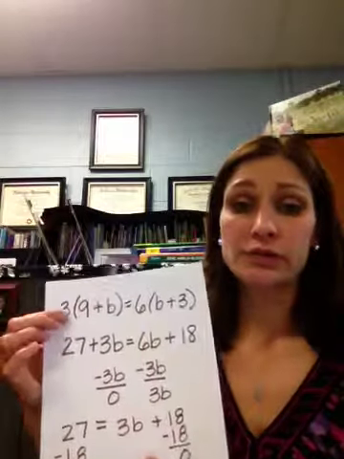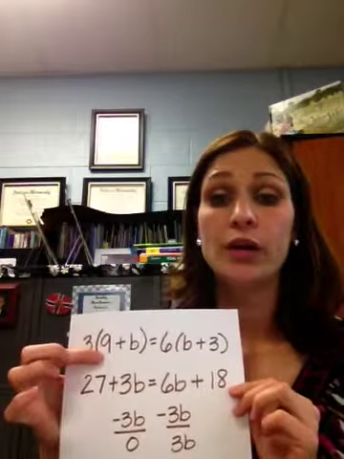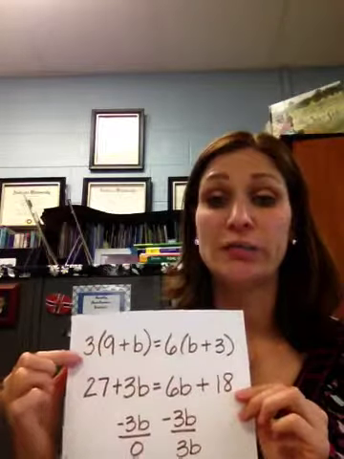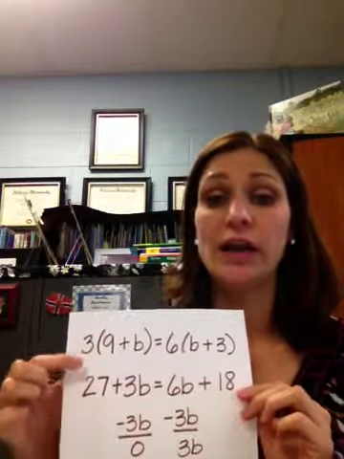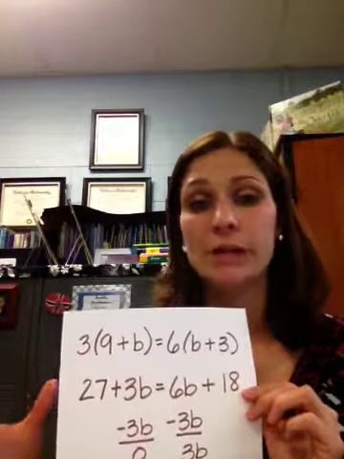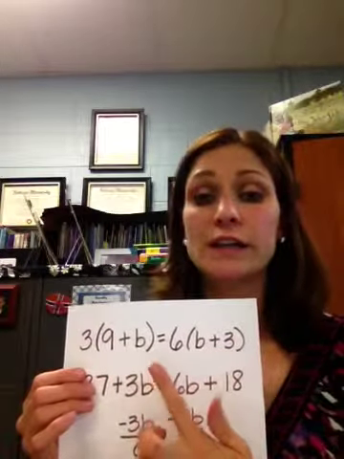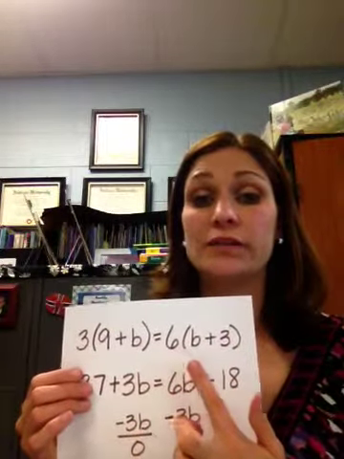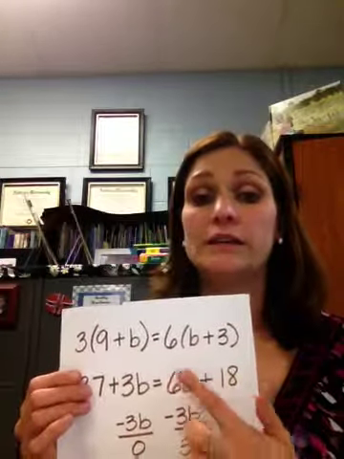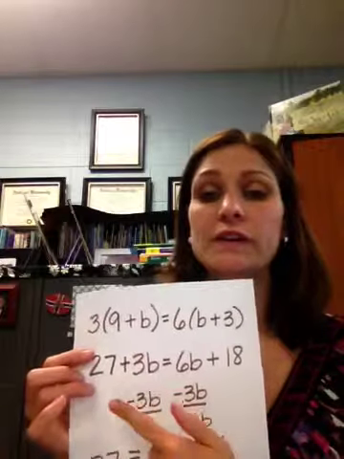The first thing you'll need to do in this problem is distribute 3 through the parentheses here. So you'll end up with 3 times 9, which is 27, and 3 times b, which is 3b. Remember that 3b or 3 times b, whichever way it's written, is the same thing. On the other side of the equal sign, you'll need to distribute 6 through that side. So you'll have 6 times b and 6 times 3, which I have written down here as 6b and 18. So this is our new equation.